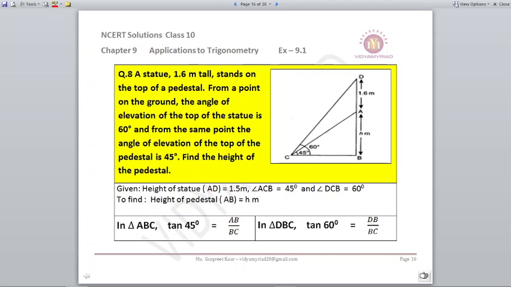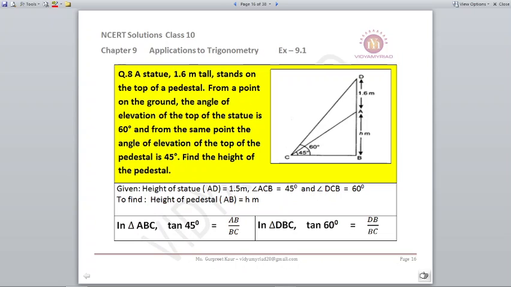Question 8. A statue 1.6 meters tall stands on the top of a pedestal. From a point on the ground, the angle of elevation of the top of the statue is 60 degrees, and from the same point, the angle of elevation of the top of the pedestal is 45 degrees. Find the height of the pedestal.